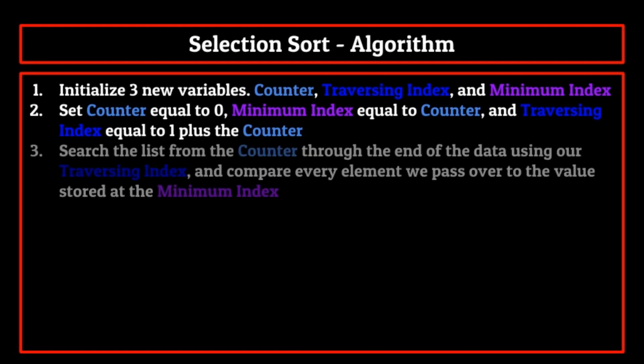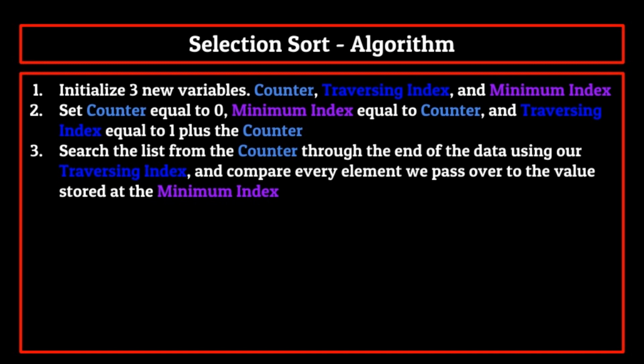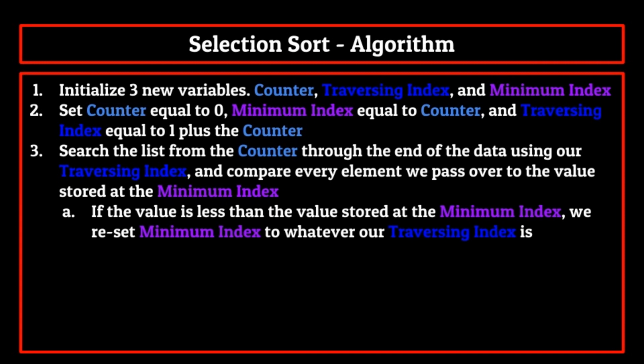The next step is to search through the unsorted part of our list, starting from the counter and going through to the end of the data, increasing our traversing index as we go. For every element that we pass over, we compare the value at the traversing index to the one that is currently stored in the minimum index. If the value at the traversing index is less than the value currently stored at the minimum index, we then set the minimum index to whatever our current traversing index is.